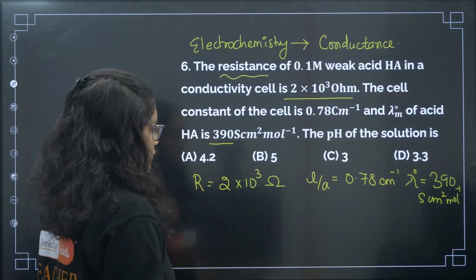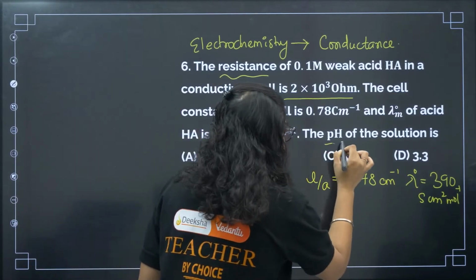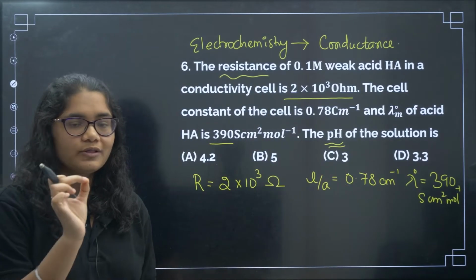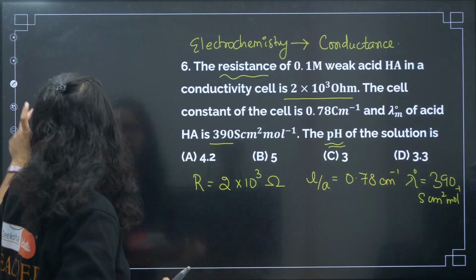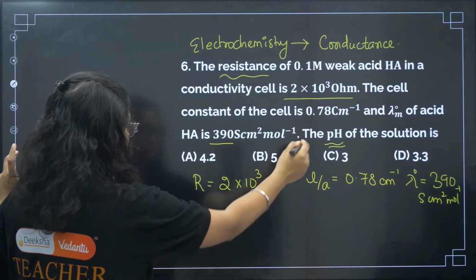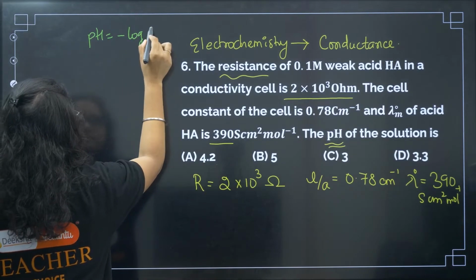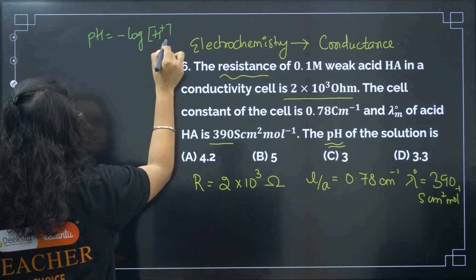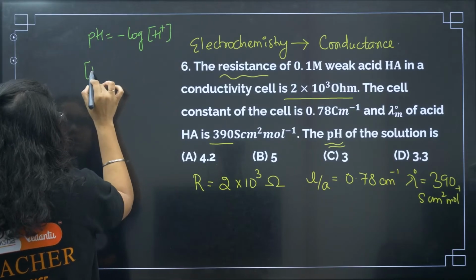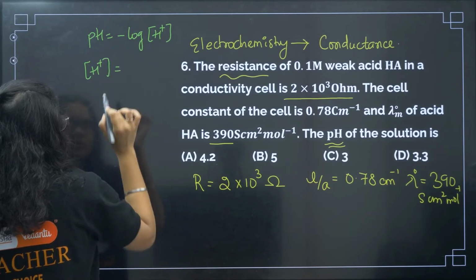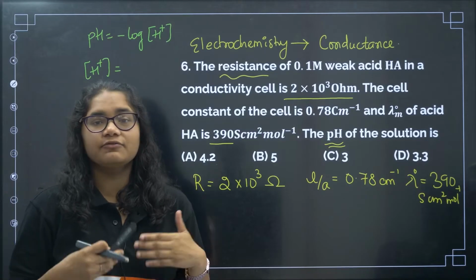Now the pH of the solution is, so for pH of the solution we need what? To know the concentration of H plus. So what is the formula of pH? So we'll write, question is pH formula. pH formula is minus log of H plus, right? Now how to get H plus concentration? How to get H plus concentration for a weak acid?